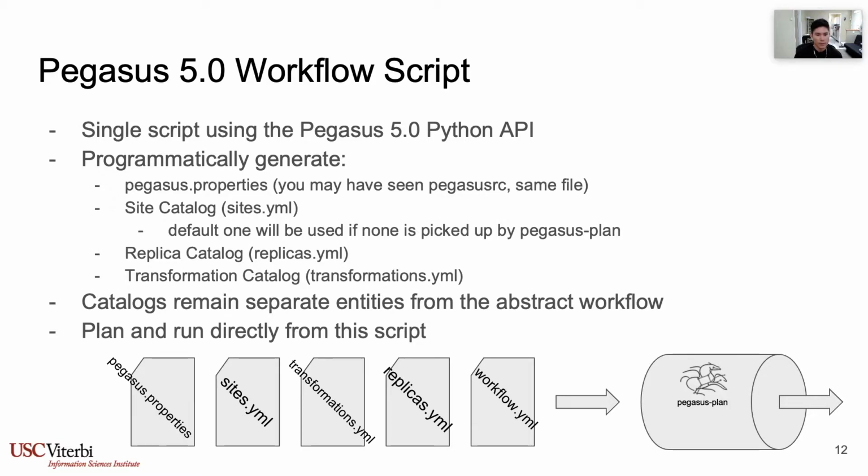The replica catalog can be generated as well. By default, this file that Pegasus plan looks for is replicas.yml, and then the transformation catalog, which by default is transformations.yml. Even though you can put everything and generate them from one script, these catalogs and this properties file still remain separate entities from the abstract workflow itself. And then lastly, you can plan and run directly from this Python script where you've generated everything. And so in the end, you still end up with this same workflow of generating all these files that you need, properties, catalogs, the abstract workflow, and then invoking Pegasus plan at the end.